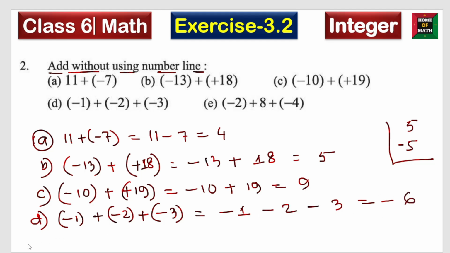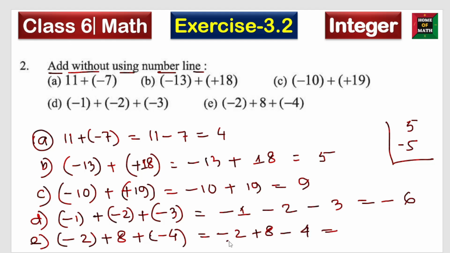Okay, then number E, minus 2 plus 8 plus and then minus 4. Look, minus 2, then plus 8, and here is plus and minus, minus 4. So minus 2 and minus 4, it should be minus 6. So 8 minus 6, the answer is 2.